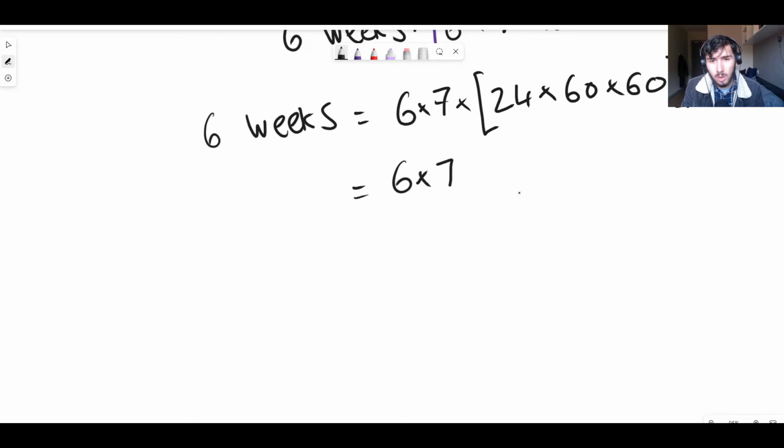6 times 7, we're not ever going to change those. But now we can break up the 24, the 60, and the 60. So what is 24? Well, you can write 24 as 2 times 12. But what is 12? 3 times 4. So 24 can be written as 2 times 3 times 4. Because this part makes the 12, and then you have a 2 here. So you end up with 2 times 12, which is 24.